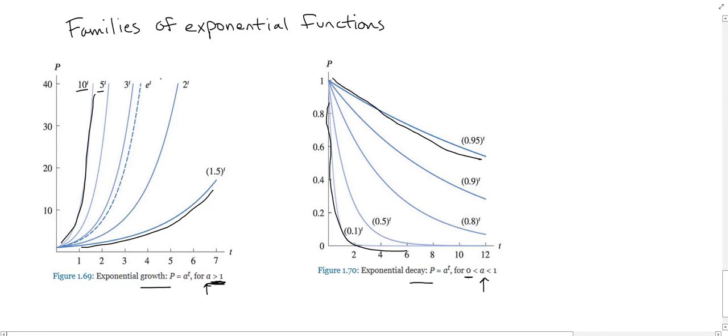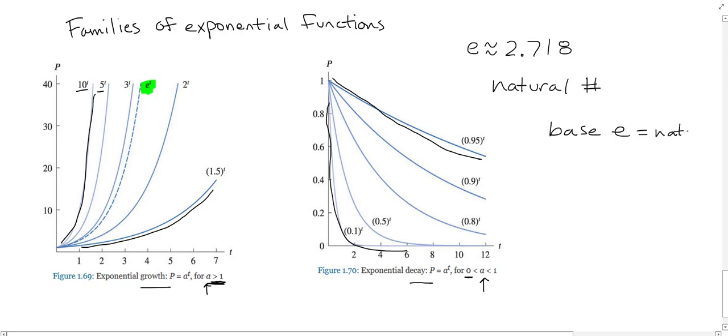One last thing to mention is this one right here. This is the number e. It's approximately 2.718, and this is the natural number. It occurs in nature so much, in natural phenomena, that we call it the natural number. Sometimes it's called Euler's number. If our base is e, we call it the natural base.